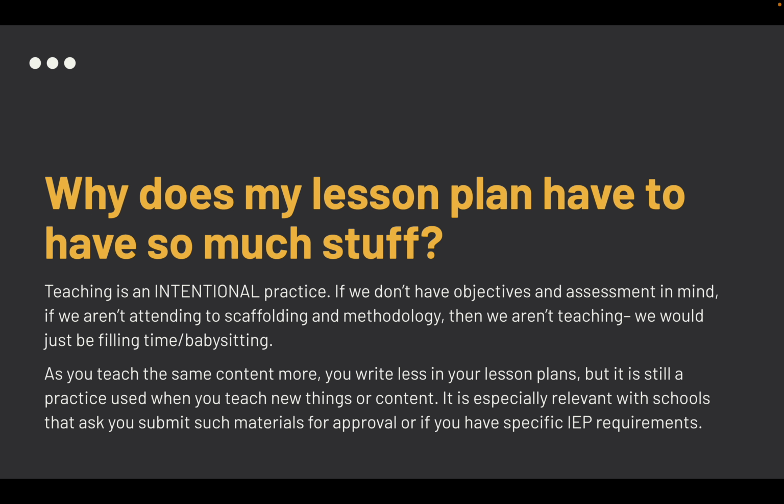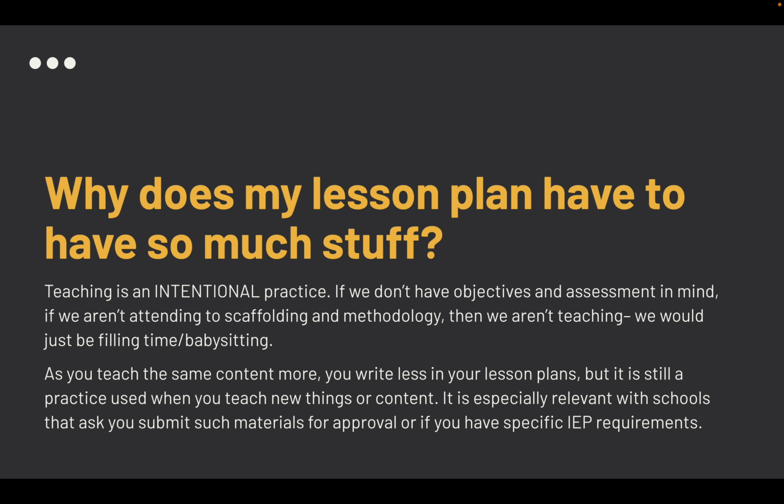So with this, why do you have to put so much into your lesson plan? That's because lesson plans are very intentional and teaching is very intentional. If we don't plan proper objectives or assessments, if we aren't attending to things we know are pedagogically sound like scaffolding or proper methodology, then we risk not truly teaching. We risk just filling time with activities that we think are popular or fun, but we aren't making sure that students are learning.